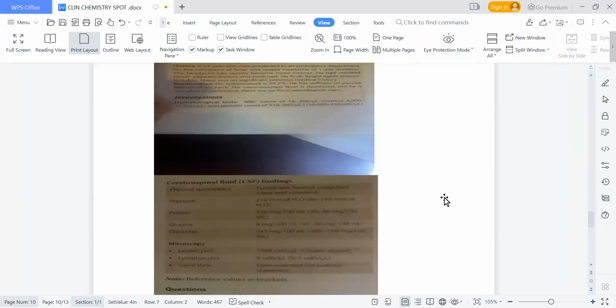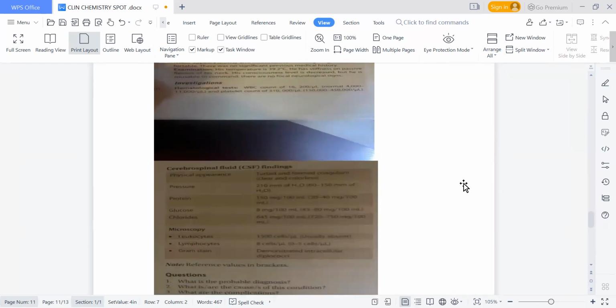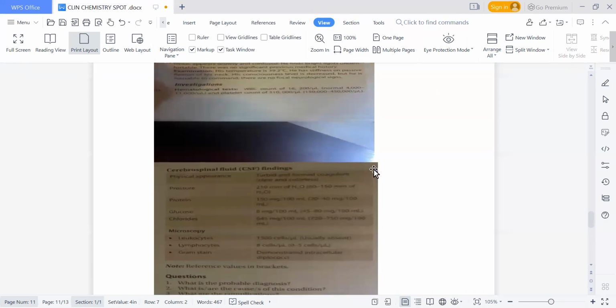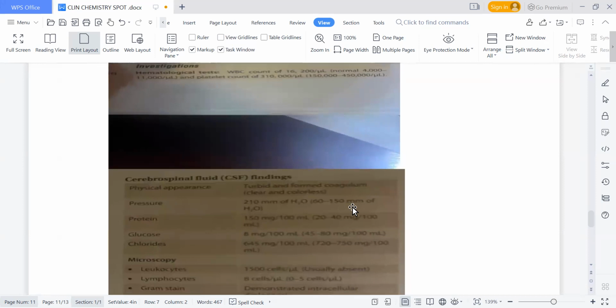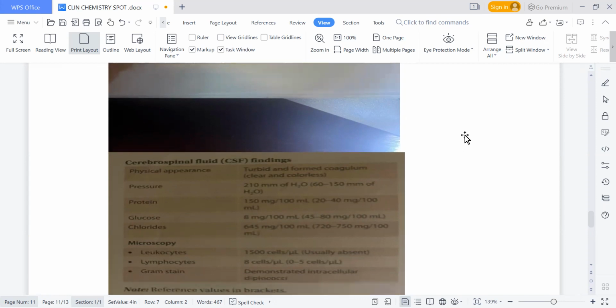From the investigations here, white blood cells are increased. Hope you can see, white blood cell is increased. The platelets are within range. And the physical appearance of CSF is turbid. Turbid CSF means that there are white blood cells or pus present. The pressure is increased and is supported by the clinical picture of nausea, vomiting, and photophobia. Proteins are increased, glucose decreased, and chlorides decreased.